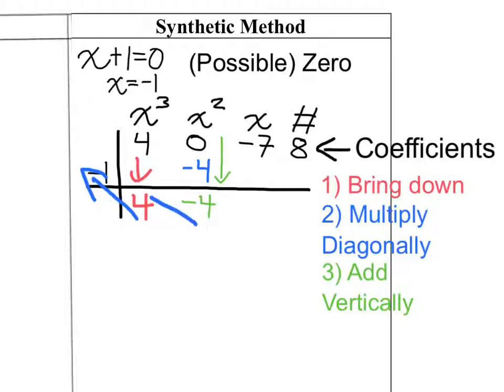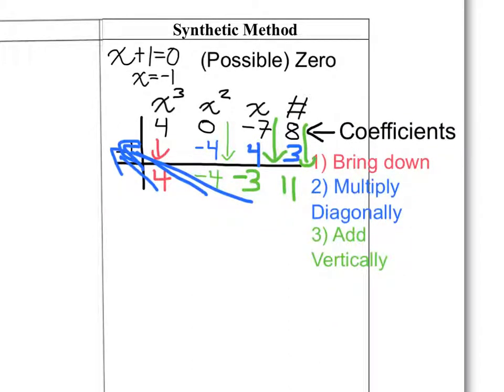So negative 4 times negative 1 will give me positive 4. Negative 7 plus positive 4 will give me negative 3. Negative 3 times negative 1 will give me positive 3. And 8 plus 3 will give me 11.